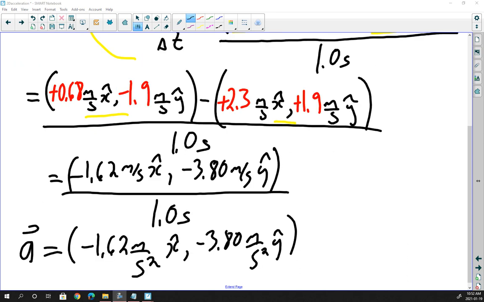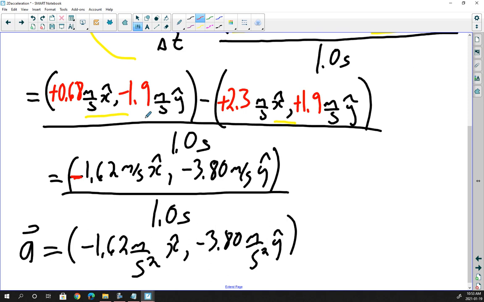So I've done that. I've found these values. They're in red here. I plugged them in. What do you do next? Well, let's get all the x's together. So I combine positive 0.68 meters per second x hat, positive 2.3 meters per second x hat. I combine that by subtracting. Look at this. It's positive 0.68 meters per second x hat minus positive 2.3 meters per second x hat. And that gives me negative 1.62 meters per second x hat.